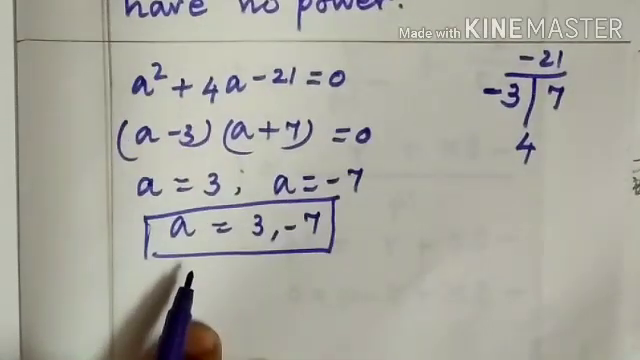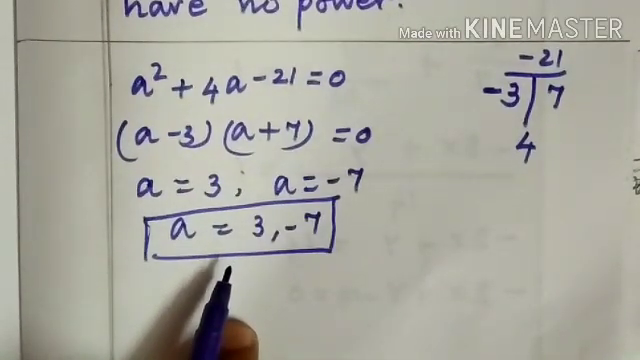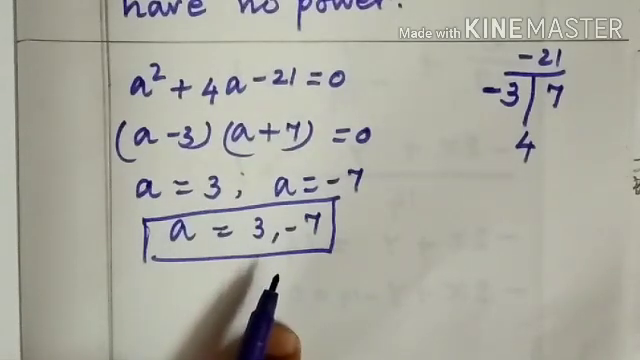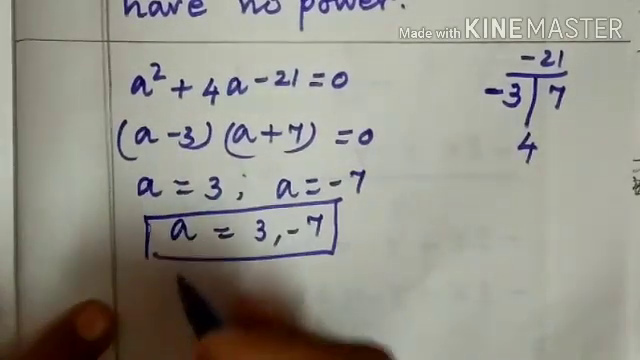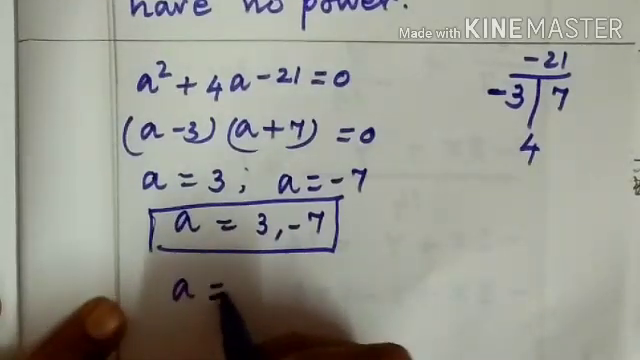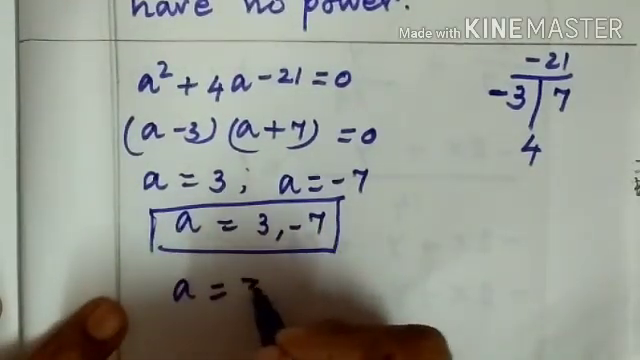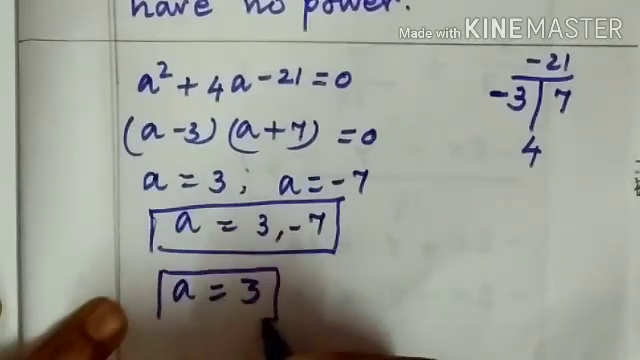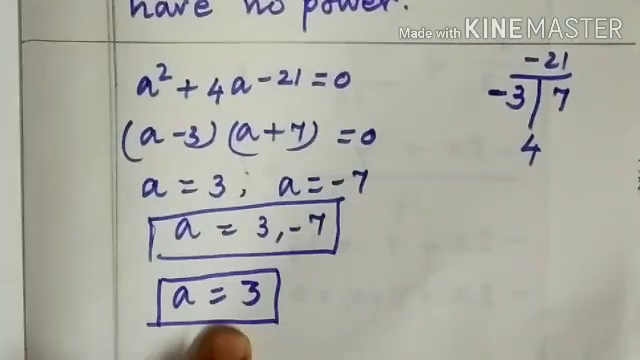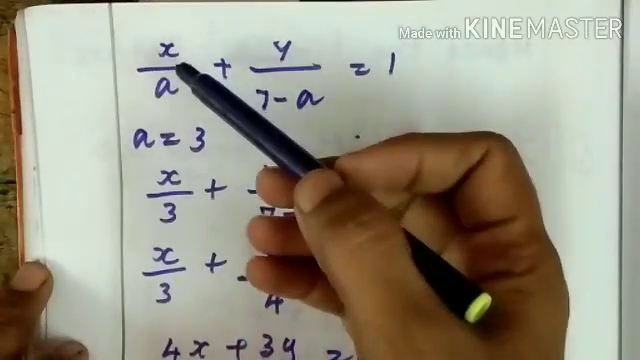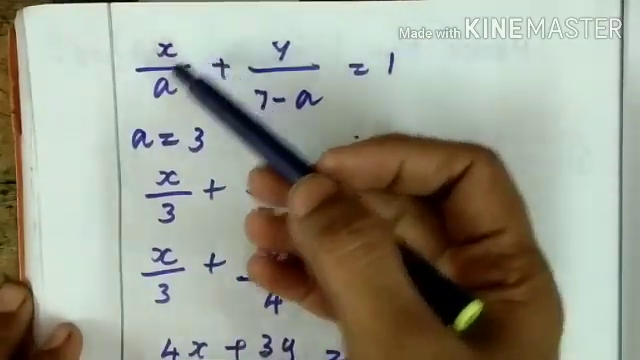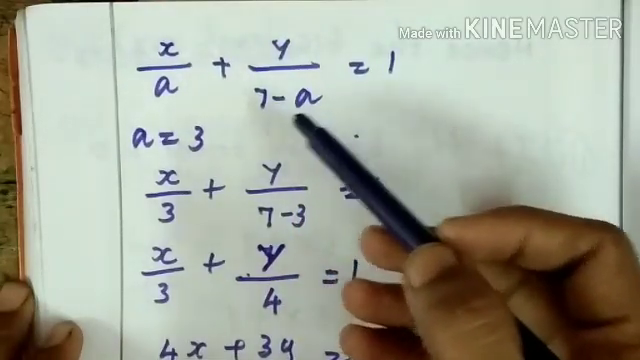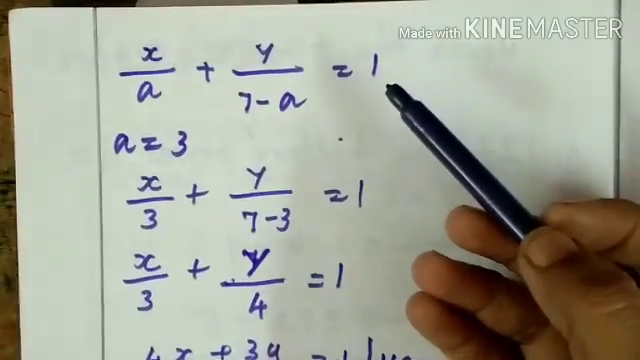In the question, they have given that the line makes positive intercepts, so you take the value of a as the positive number plus 3 alone. Hence the value of a is plus 3. So you apply this positive value in the first equation, and we get the required equation. You take down and write the first equation, that is x by a plus y by 7 minus a is equal to 1.